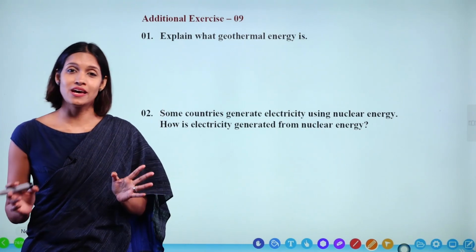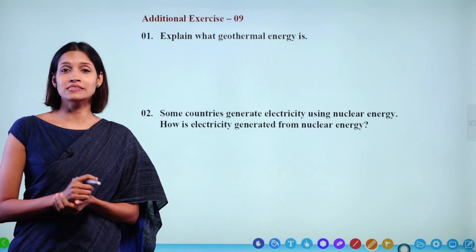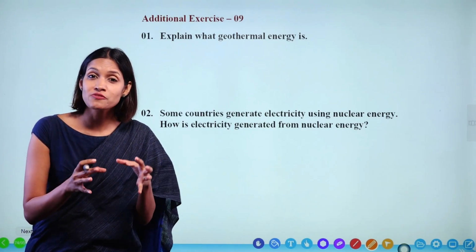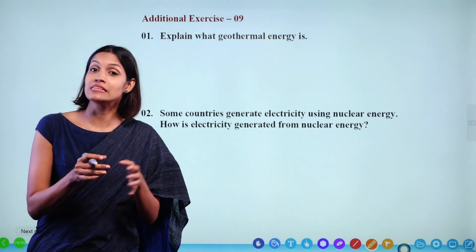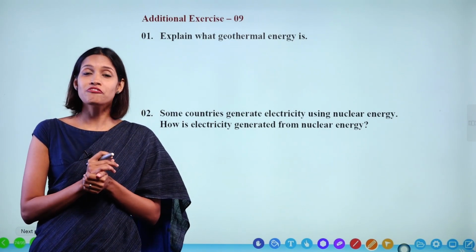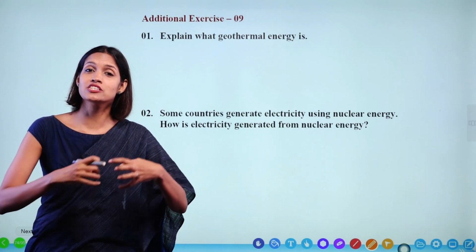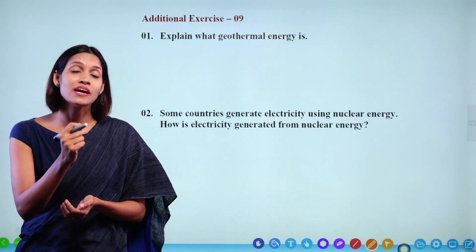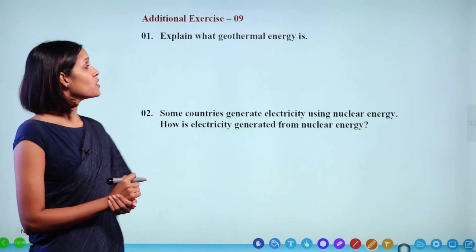So I explained that in some parts of the earth, the temperature is very high. Okay, in the inner earth crust, the temperature is very high in some parts. So if we can use this temperature to heat water, we can generate electricity. So how can we do that?